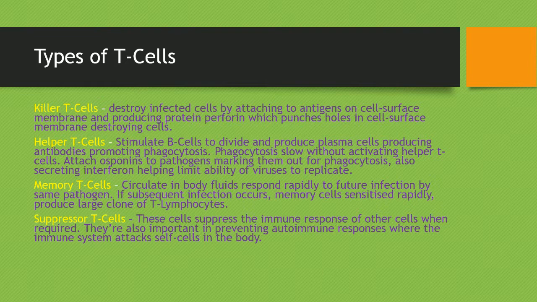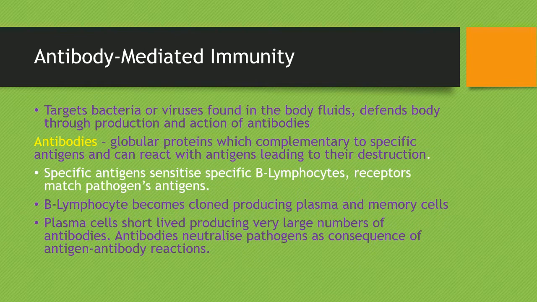And finally, you have suppressor T cells. These cells suppress the immune response of other cells when it's required. They're also important in preventing autoimmune responses, when the immune system attacks cells in the body. So basically, it stops the immune response when it doesn't need to go on anymore.